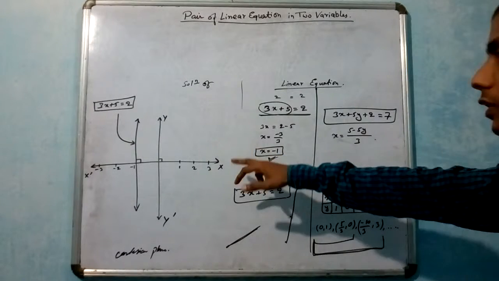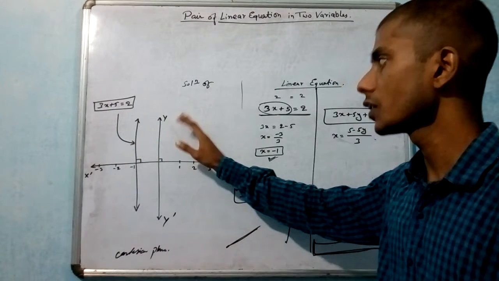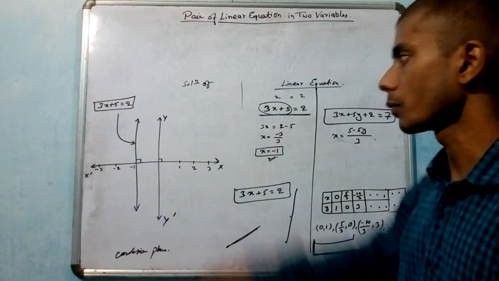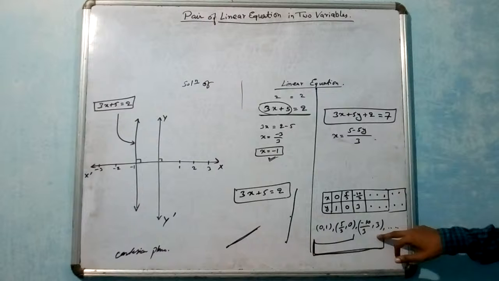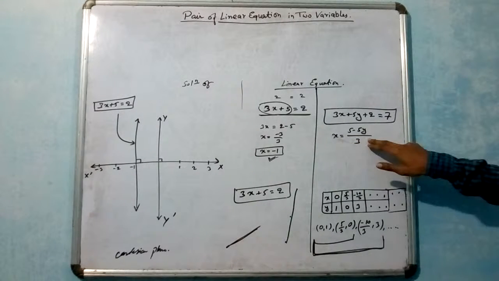What will it represent? It will represent a straight line only, but it's not necessary that it will be parallel or perpendicular. It can be anywhere, an oblique line. And how can we represent this? By plotting the 3 points. How can we plot the points? How can we get the point values? Like this.